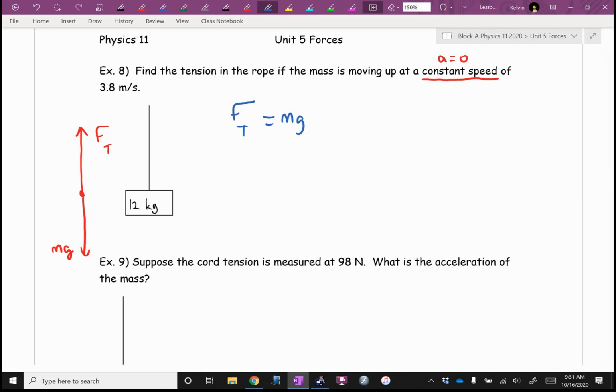Or you could say it's a tie because A is 0. The forces are balanced. But I just did kind of a mathematical proof as to why that works. There's your equation. Write that down.